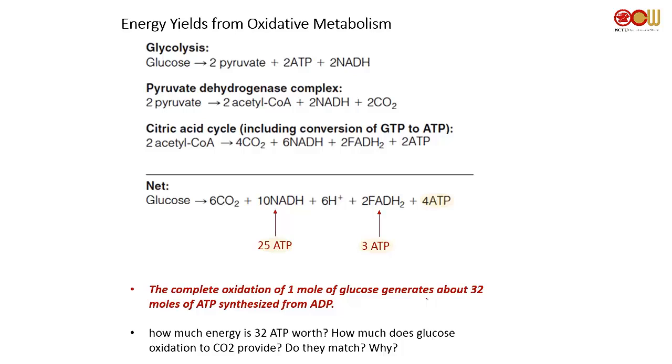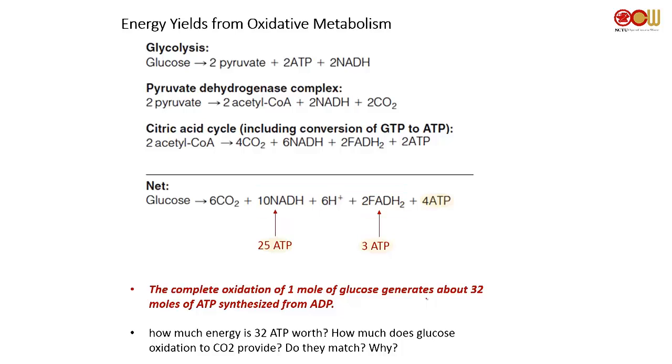Add everything up, so the net conversion is glucose to CO2, complete oxidation. And you will generate 10 NADH, 2 FADH2, and 4 ATP. Okay? So the complete oxidation of glucose gives you this much reducing power and 4 ATP.